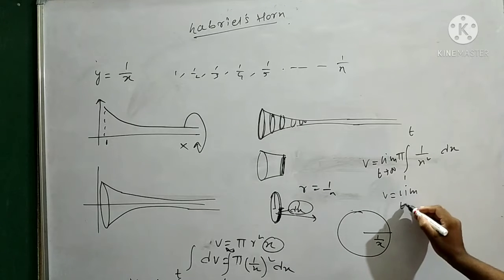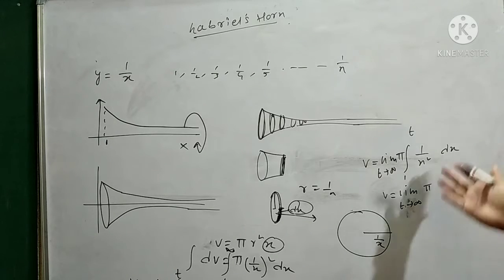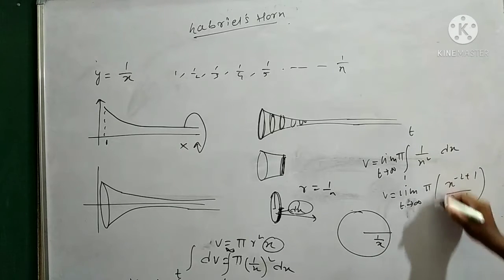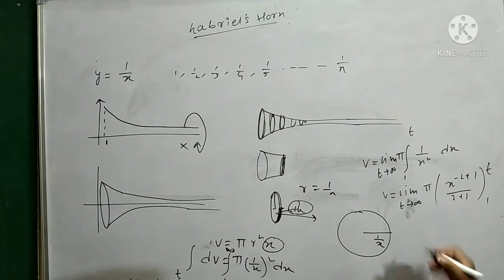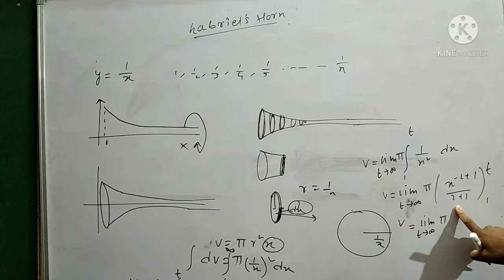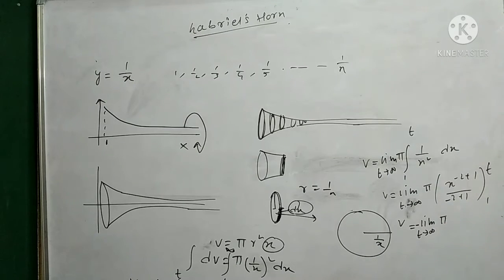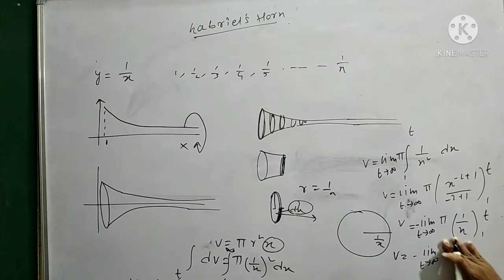V equals limit t tends to infinite, pi. If you do the integration here, it will be x to the power minus 2 plus 1. Here minus 2 plus 1 will become minus 1, so a minus sign will be there before the function, equals 1 upon x. If you put the limits here, V equals minus limit t tends to infinite pi, you may take the pi before the limit also, and this minus sign continues, so it will be 1 upon t minus 1.